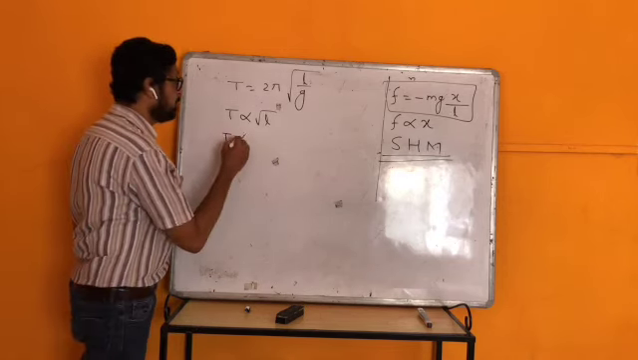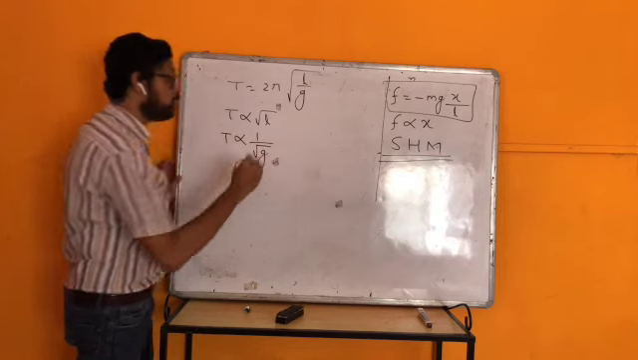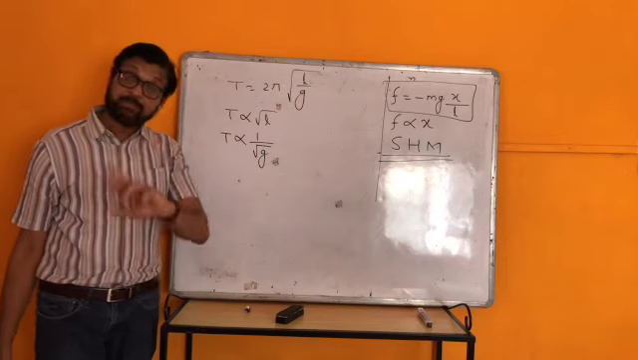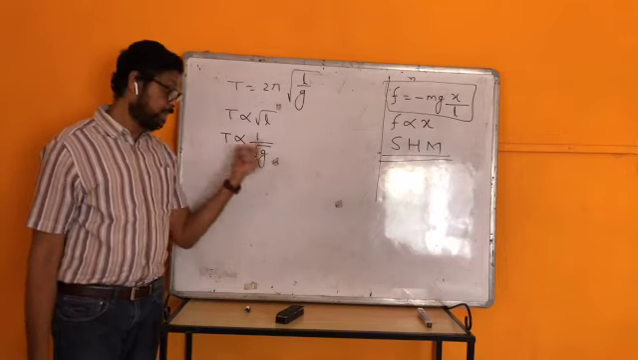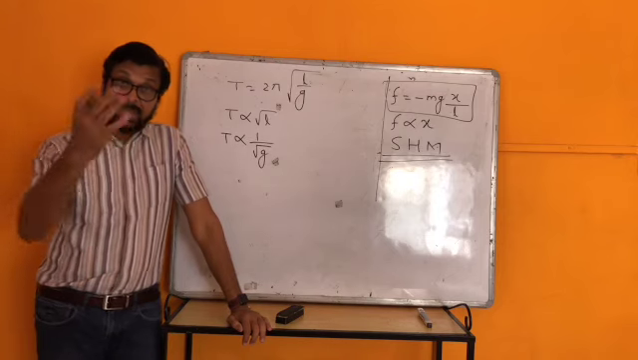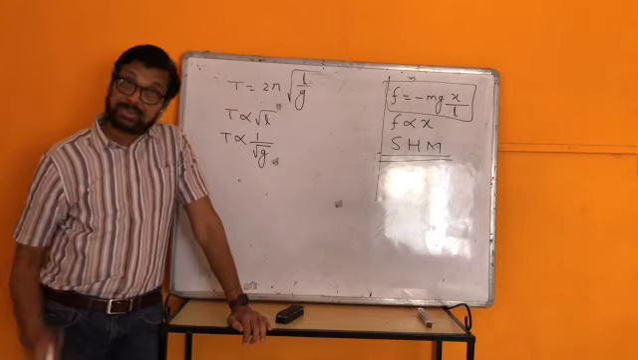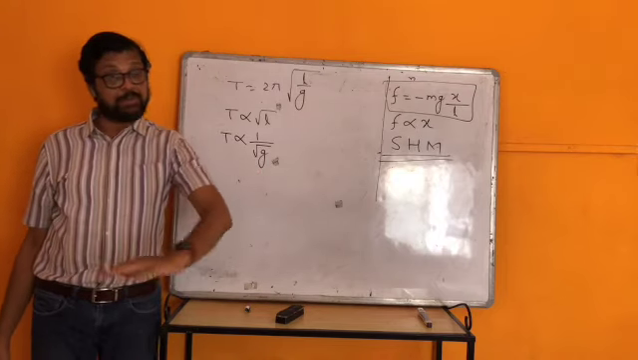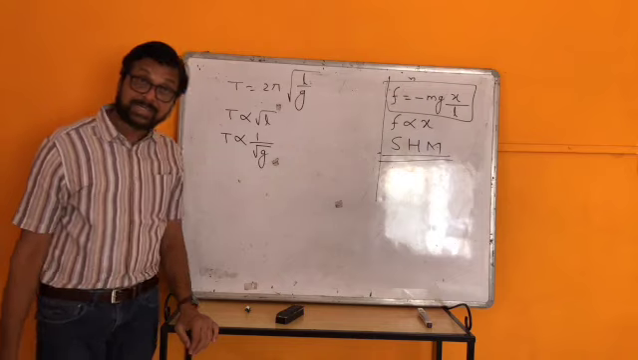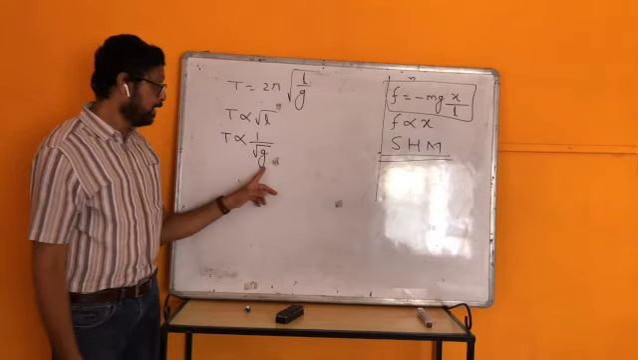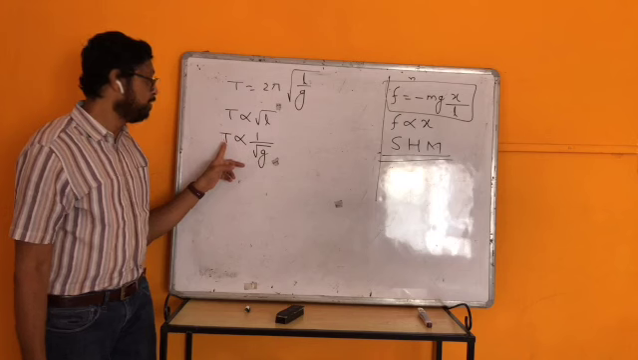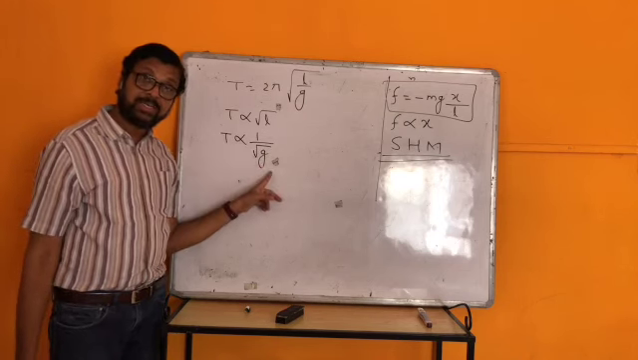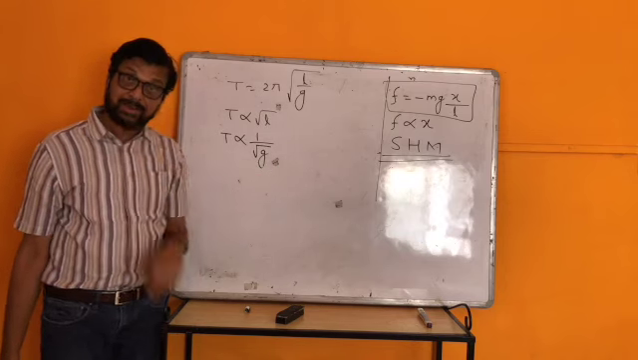And T is inversely proportional to root g. That means if the place is changed, acceleration due to gravity will change. We have seen that in the gravitation chapter, where we studied it in detail. The acceleration due to gravity is different at different places. So if the place is changed, if g changes, then there will be change in T. If g increases, T will decrease; if g decreases, T will increase.